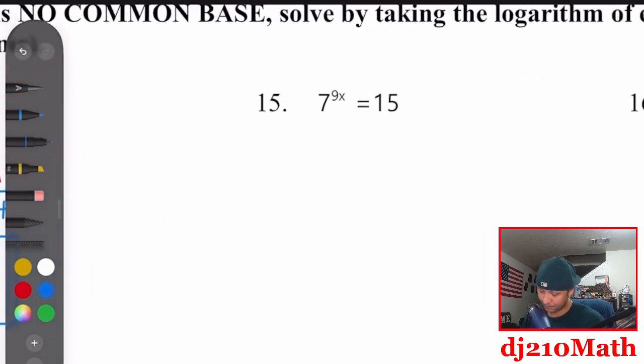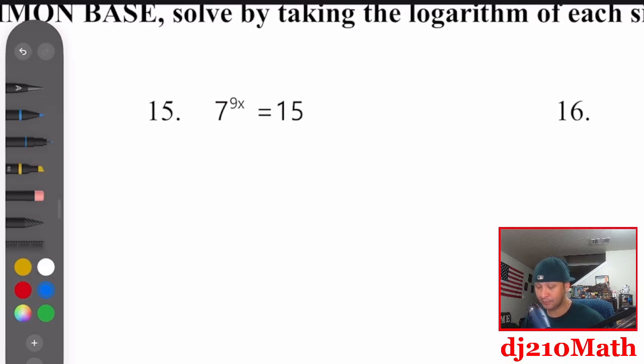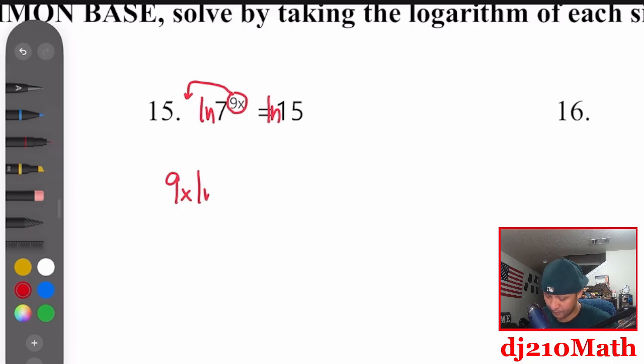Try it again. Number 15. 7 to the 9x power is equal to 15. There's no way to rewrite either of these so that they have the same base. So what I'm going to do is take the natural log of both sides. I can do anything I want to an equation so long as I do it to both sides. There's a very special property that says I can bring this down to the front. The whole reason why I'm using natural log is so that 9x is now in front. 9x times the natural log of 7, which is some decimal that I really don't care about. This is equal to the natural log of 15. Again, some other decimal that is irrelevant to me right now. It is what it is.